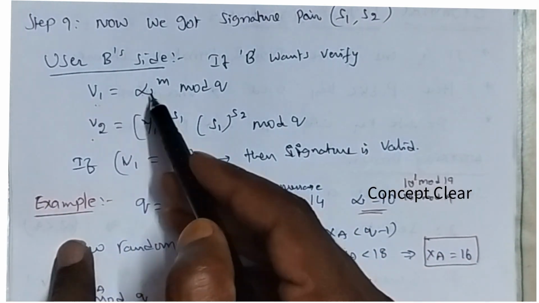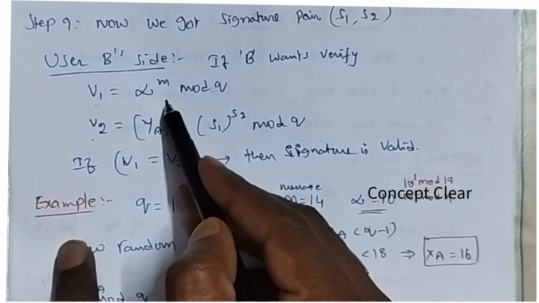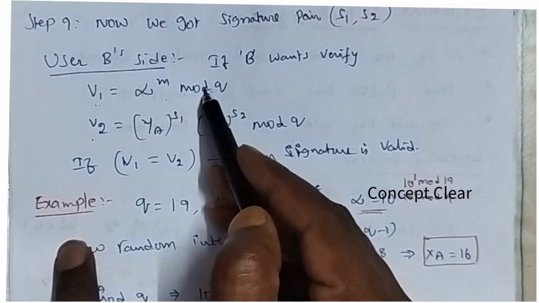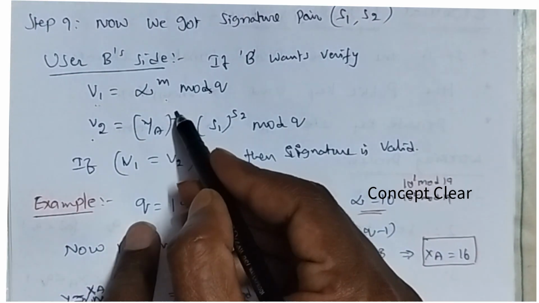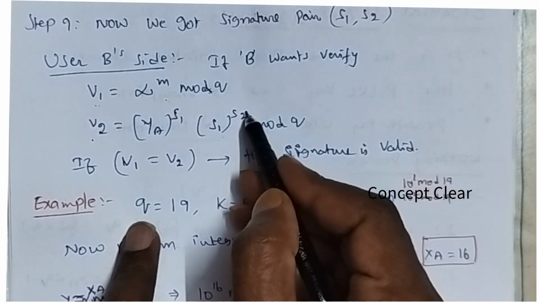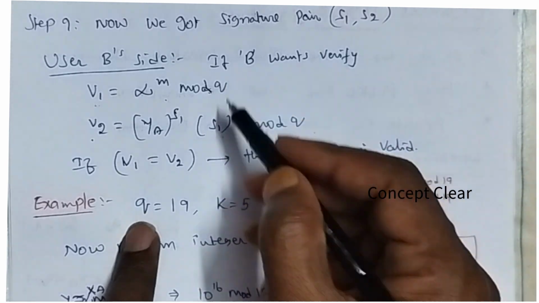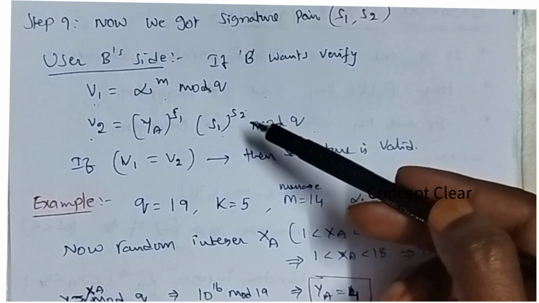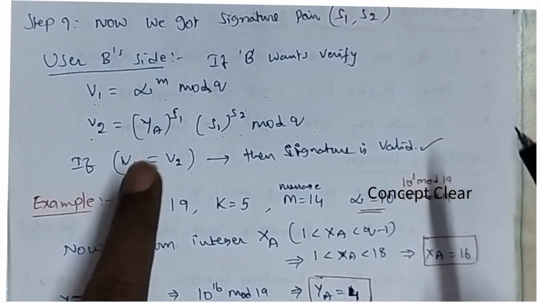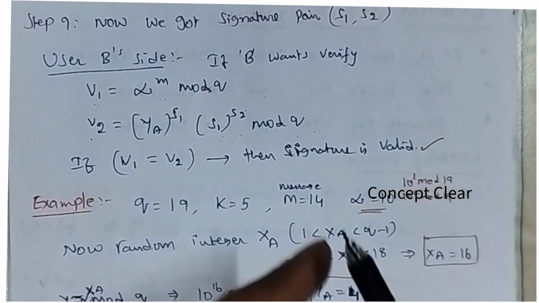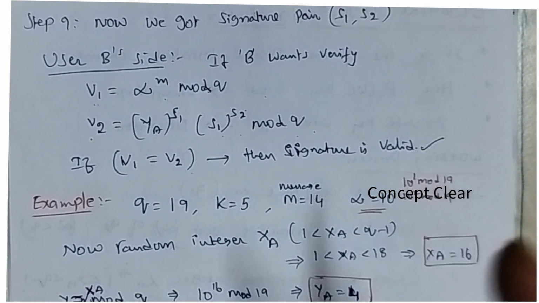So here the v1 formula is alpha power m mod q, and the v2 formula is ya whole power s1, whole power s1 times s2 mod q. These are the two formulas. I have to calculate the v1 value and the v2 value. If v1 equals v2, then the signature is valid. If v1 is not equal to v2, then the signature is corrupted and came from an unknown person.